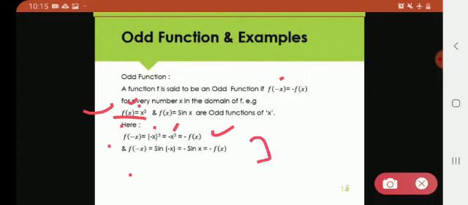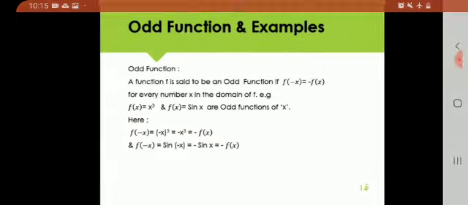Look at the next example, f of minus x over here. f of minus x is equal to sine of minus x, which became minus sine of x, because sine never absorbs its negative sign. It would come out in front. So it would become minus f of x, minus sine of x, which became minus f of x. That's why this is an odd function, right?